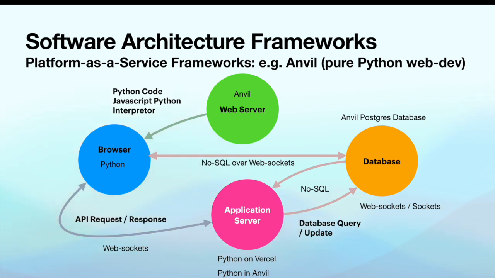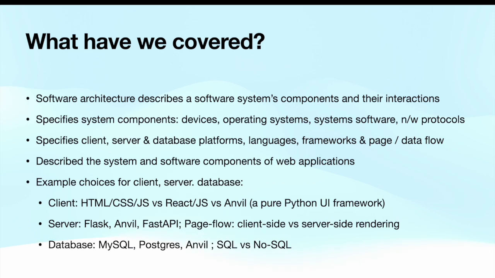We've learned that software architecture describes a software system's components and their interactions. It's the grand plan. Yes, the blueprint, and it specifies system components like devices, operating systems, system software, and network protocols. Precisely. It also specifies client, server, and database platforms, the languages, the frameworks, and how page and data flow occurs. We've described the system and software components of web applications in quite a lot of detail, haven't we? Yes, we've gone deep, from the user's device all the way to the database and back.